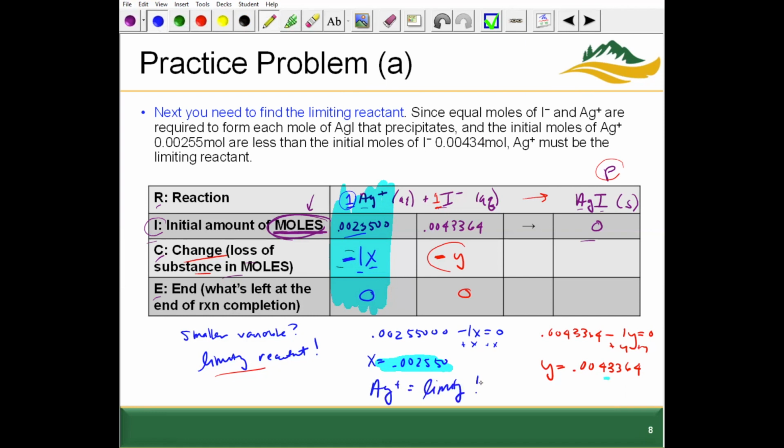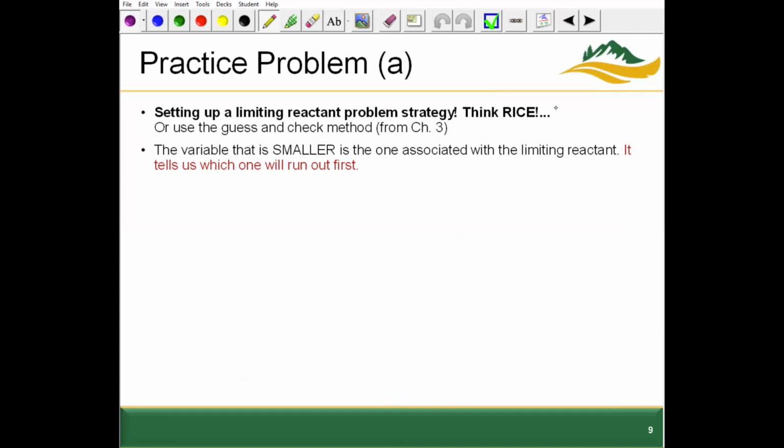What does that mean then? If silver is our limiting reactant, it means that all of these moles of silver are going to go into forming silver iodide. At the same time, some of the I− is going to be used up as well to form silver iodide. But because silver is our limiting reactant, it gets used up first. Then we'll have some I− that remains. So we use the RICE table to find out what our limiting reactant is.